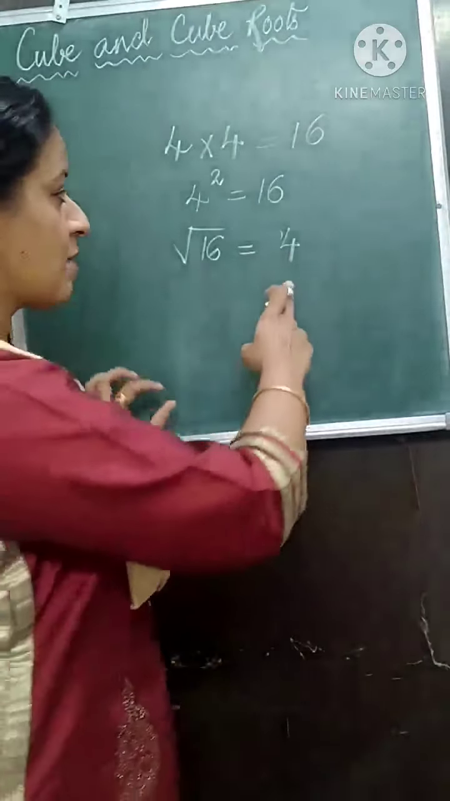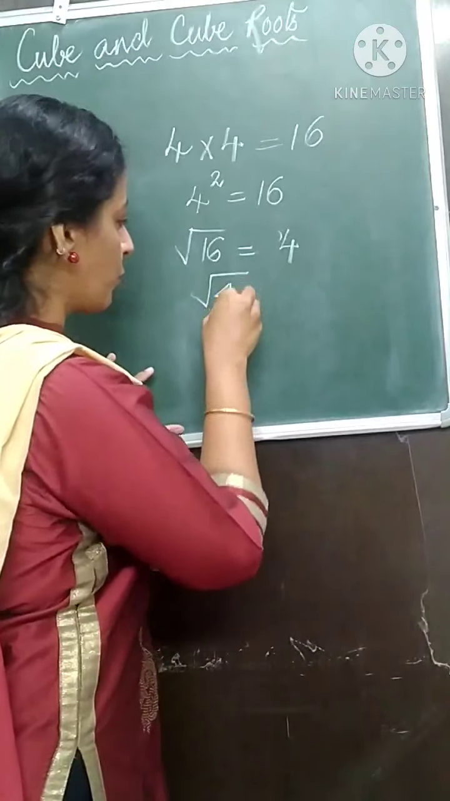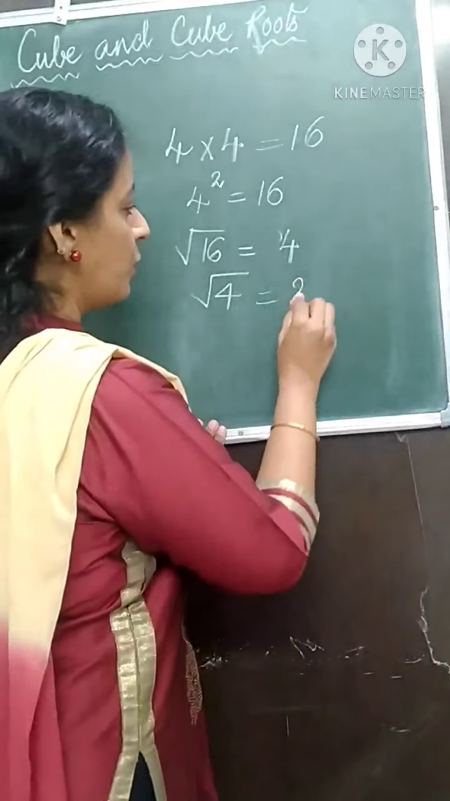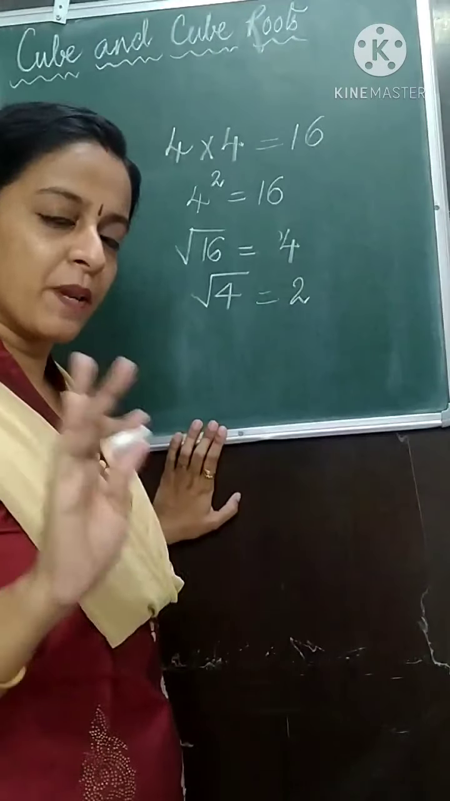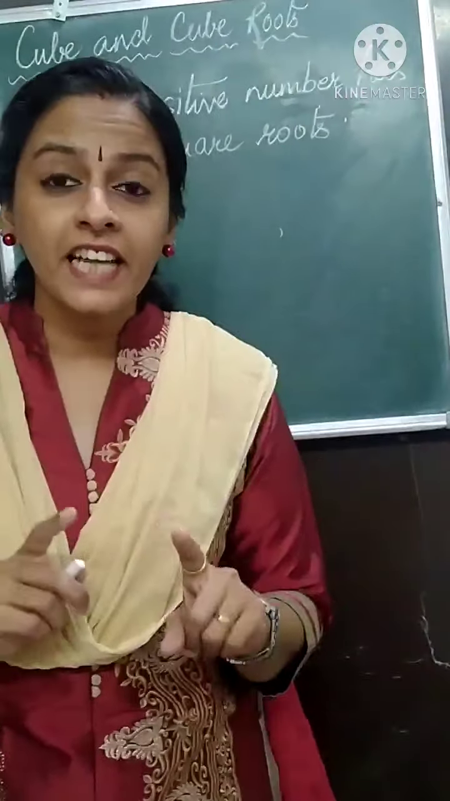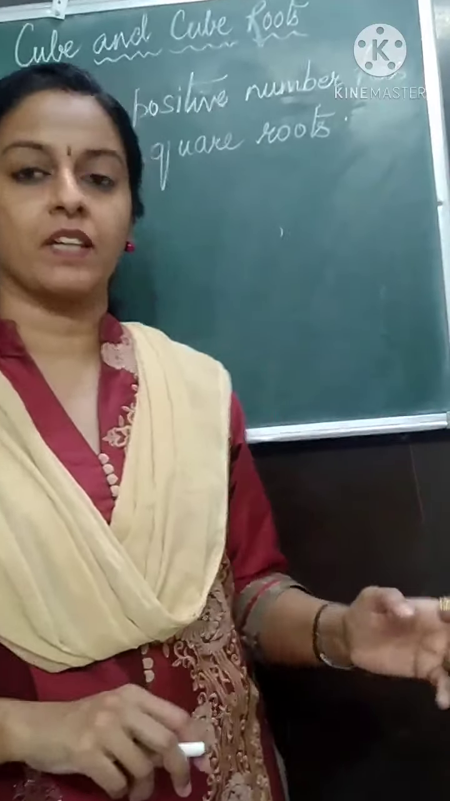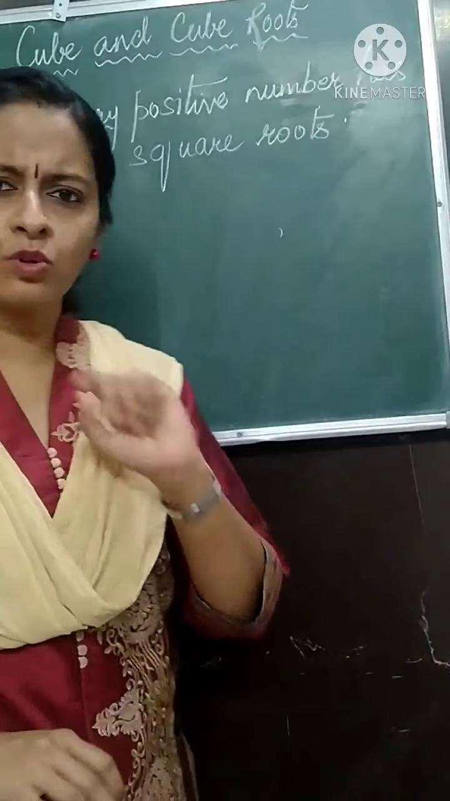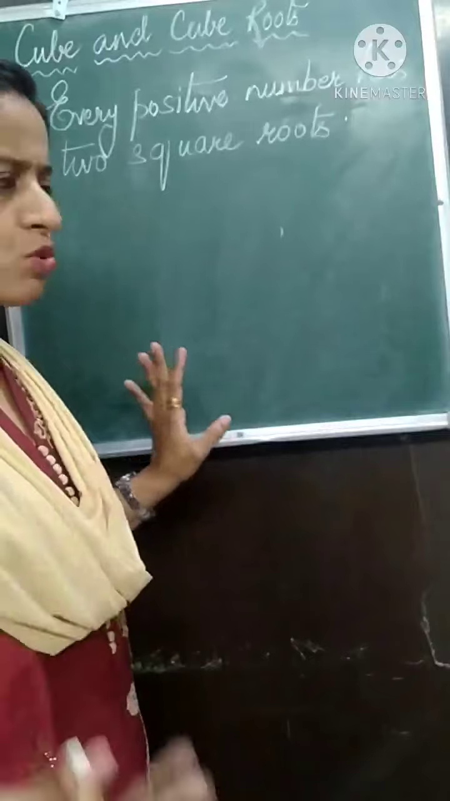Similarly, when you see this number 4, 4 also can be written in the form of square root. Square root of 4 is 2. Okay? So all these things we have learnt in the previous class. Now, there are certain important properties that you have to remember about square root of a number. And that is, every positive number has 2 square roots. What is the meaning of that? Every positive number has 2 square roots.